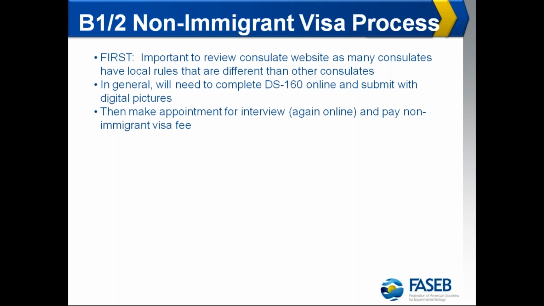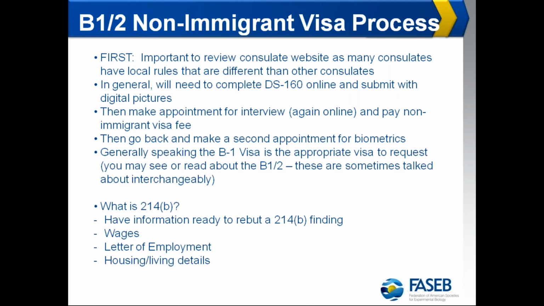Once that's done, you make an appointment for the interview. Again, you do that online, and you pay the non-immigrant visa fee to the U.S. government. There's a second appointment, you get your biometrics done so they can start checking you out. Generally speaking, when you make this application, the B1 is the appropriate visa to request. That's the business visa, and you're coming here for a scientific conference generally.